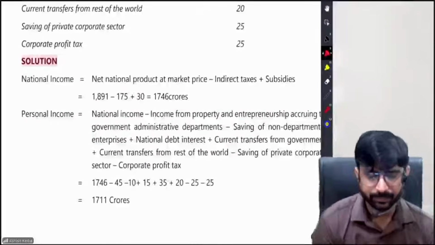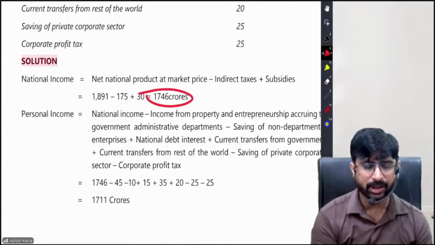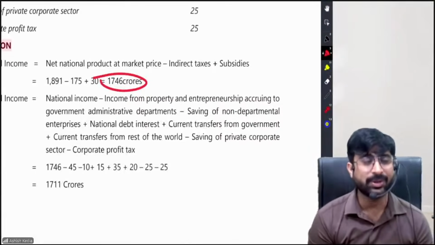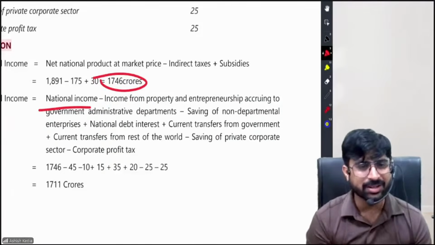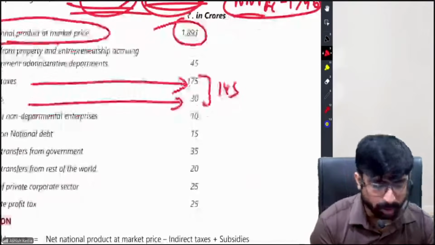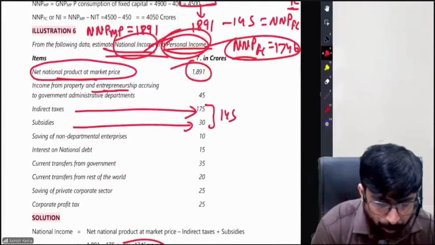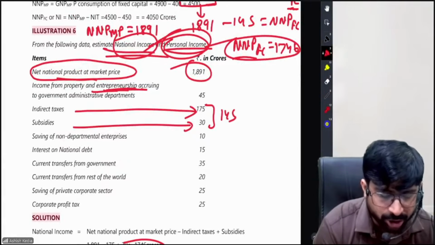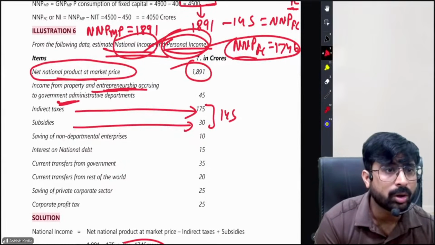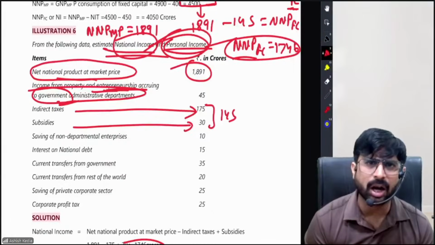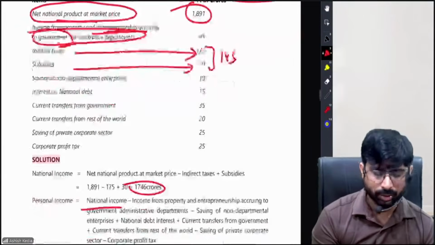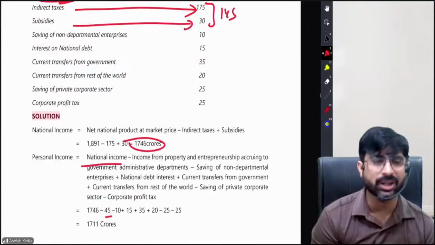So see, 1746, correct. Now, personal income. Look carefully how we have done it. We start from national income. Minus income from property and entrepreneurship accruing to government departments. If it is the government's income, will it reach the households? I don't think so. So you deduct that. Minus 45.